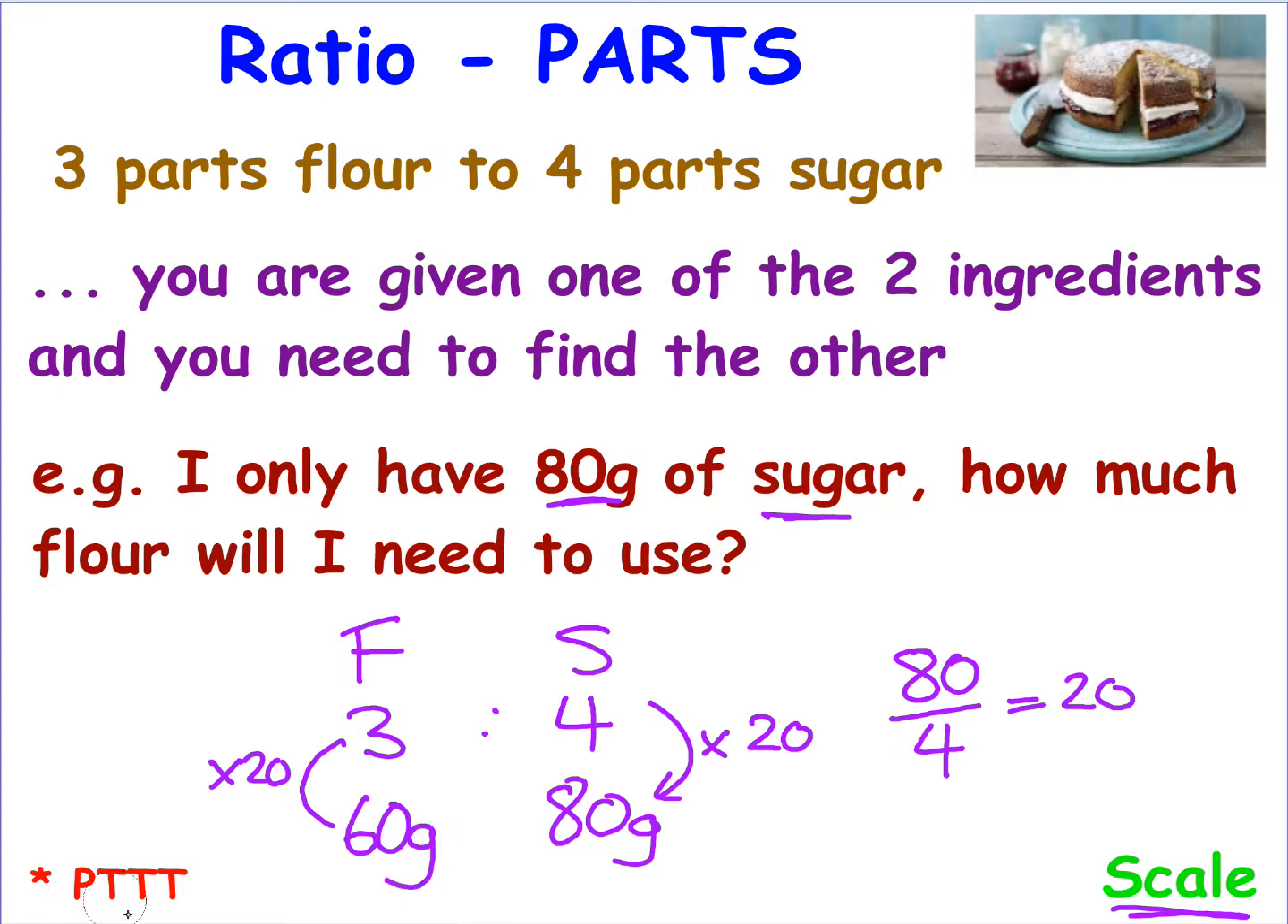And this is Pete's top tip. This is something you will use at least 2 or 3 times in your exam. We use it for converting measures. We use it for converting money. It's used on map scales. It's used almost everywhere within the various topic areas.